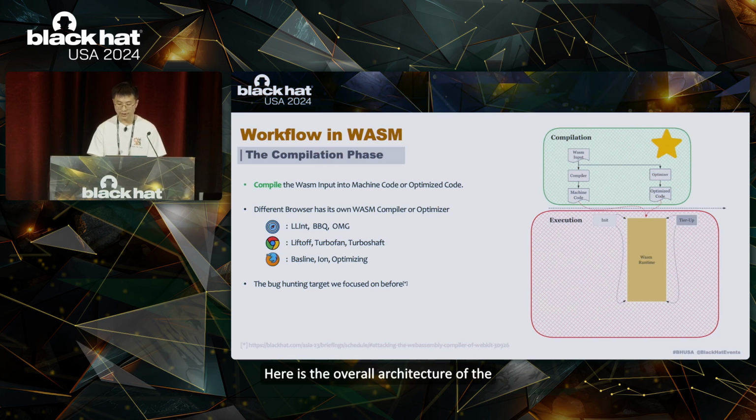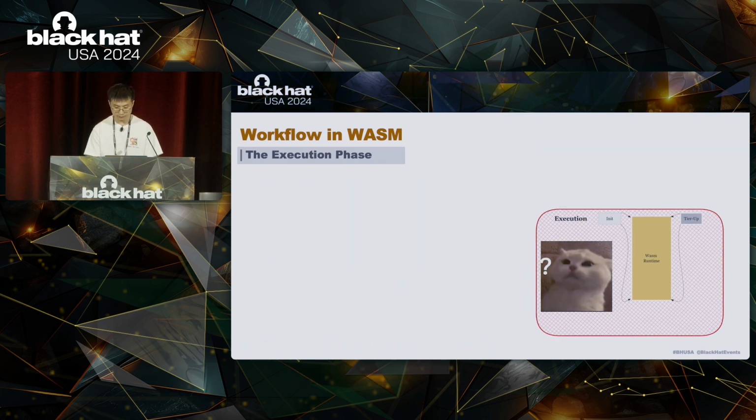Here is the overall architecture of the WASM virtual machine. The upper diagram represents the compilation phase. It takes WASM binary code as its input and produces machine code or optimized code. The lower part represents the execution phase. It also uses on-stack replacement to dynamically replace code with optimized code when the code becomes hot.